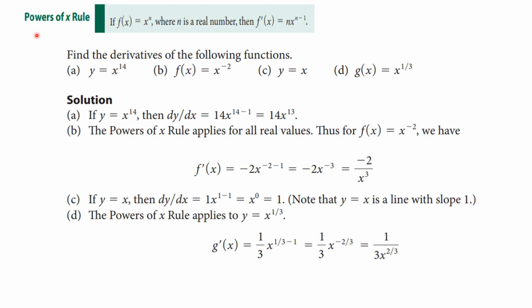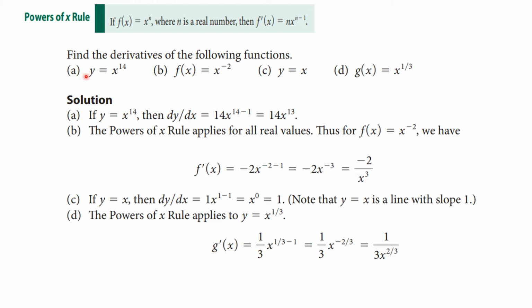This is the powers of x rule. Suppose the function f(x) is equal to x raised to n, where n is a real number. Then how do we find the derivative of this function? It will be n x to the power n minus 1. Now these are some examples where we see how we can find the derivative of a function using the powers of x rule.